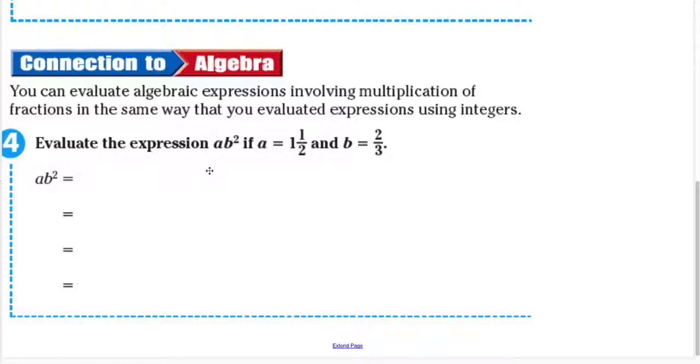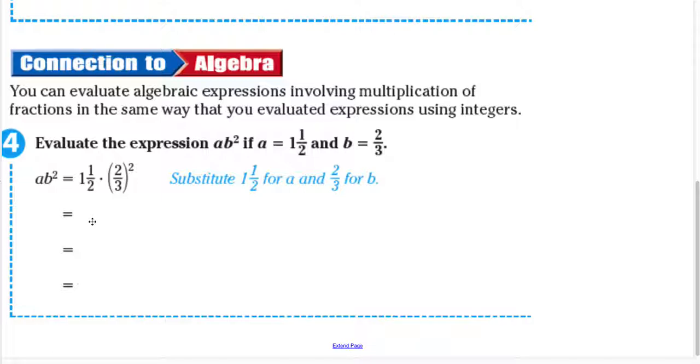Evaluate the expression a times b squared if a is equal to 1 and 1/2 and b is equal to 2/3. Again, when you hear the word evaluate, it simply means find the value of, and there are 2 steps to evaluate, meaning to substitute and then to simplify. Let's substitute the values of a and b. So this becomes 1 and 1/2 times 2/3 squared, because a is 1 and 1/2, b is 2/3.